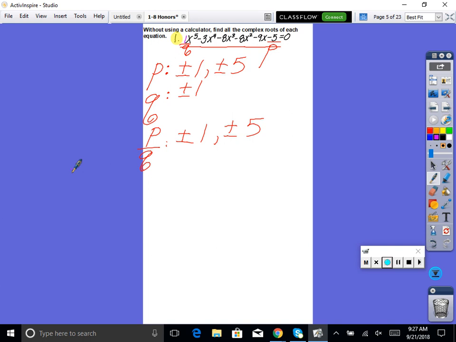Descartes' rule of signs allows us to know how many positive and negative real roots we have. We could use that to see which one we test first, but honestly, there's not that many. So I'm just going to go for it. So 1, start testing that. So 1, negative 3, negative 8, negative 8, negative 9, negative 5.